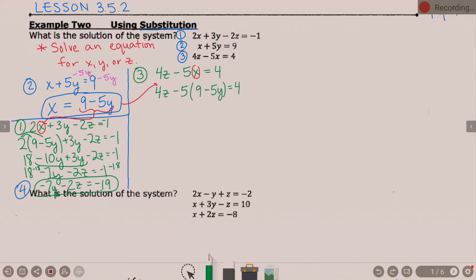Clean up. What do I do with these parentheses? We're still going to distribute, right? So we're going to take this minus 5 and distribute. I guess I should have said, what is it we're going to distribute? And it is a negative 5, right? So I'm going to say 4z minus 5 times 9 is going to be minus 45. Minus 5 times minus 5y is going to be plus 25y equals 4.